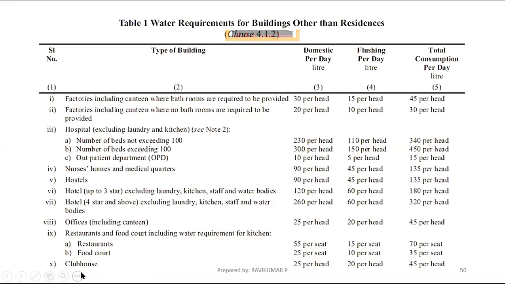And clubhouse: for every plot and residential building, you will give one clubhouse area. For that clubhouse area, you have to give 45 liter per head per day for each occupancy. In that 45 liter, 25 liter per head per day for domestic purpose and 20 liter per head per day for flushing purpose. You have to take this input from the LDC.